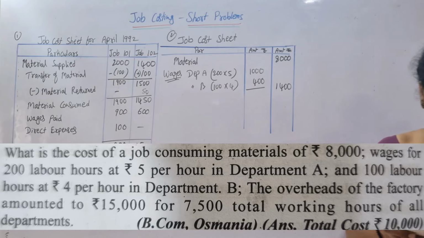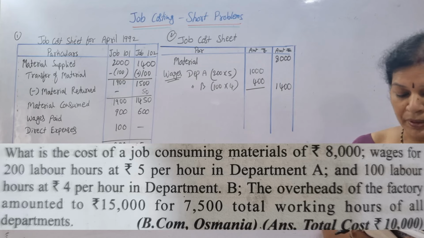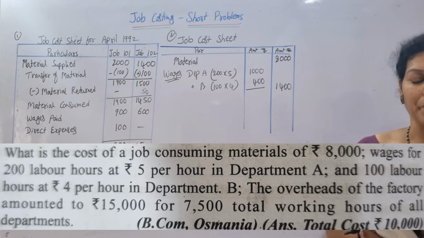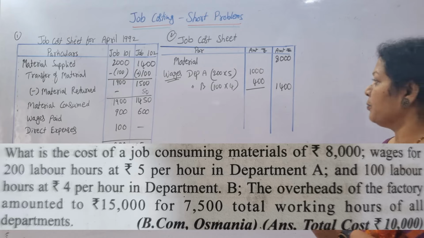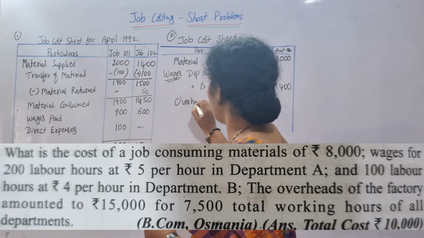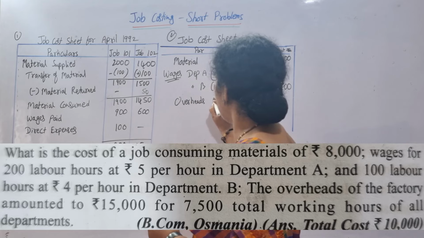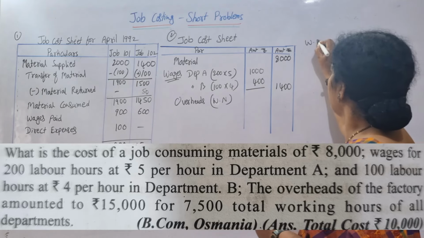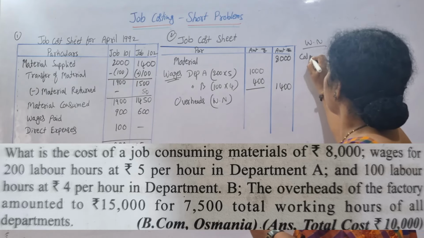The overheads of the factory amounted to 15,000 for 7,500 hours of the department. This we have to calculate. Okay, so overheads we can show in working notes. So we are coming to working notes here. Calculation of overheads.